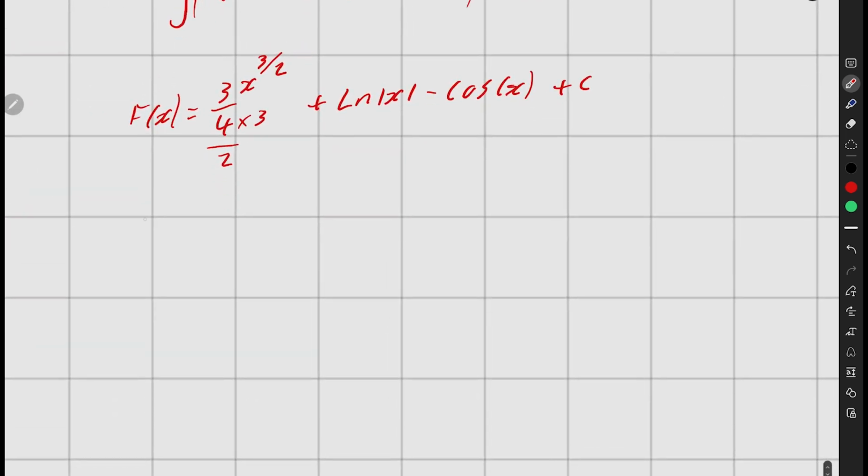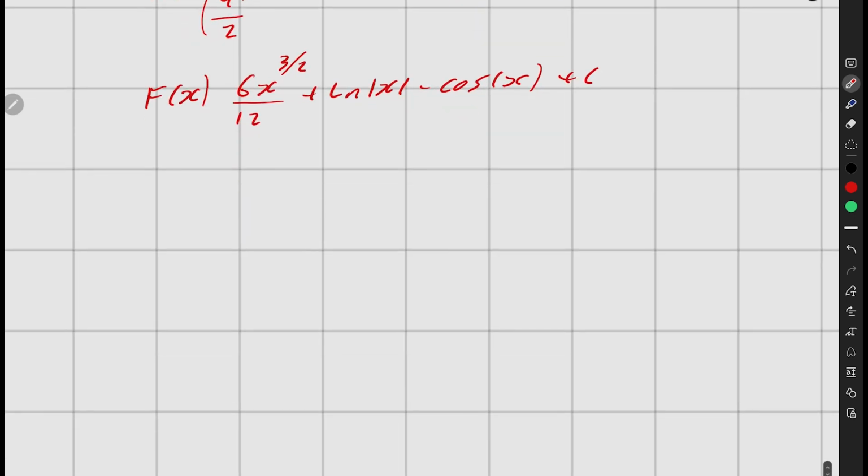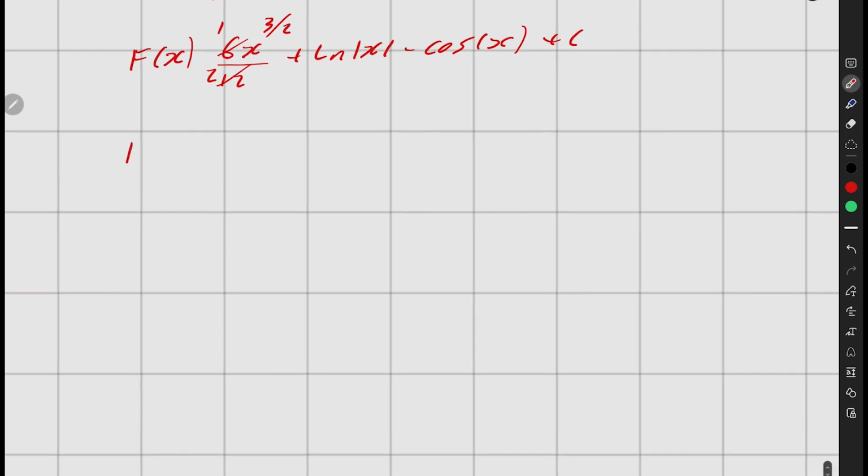So we can simplify this down. Bring the 2 up the top. That would become 6x to the power of 3 on 2 divided by 4 times 3 is 12, plus ln of x minus cos x plus c. We can simplify this even further. 6 goes into 6 once, into 12 twice. So f of x is going to be equal to 1 over 2 x to the 3 over 2 plus ln of x minus cosine x plus c.